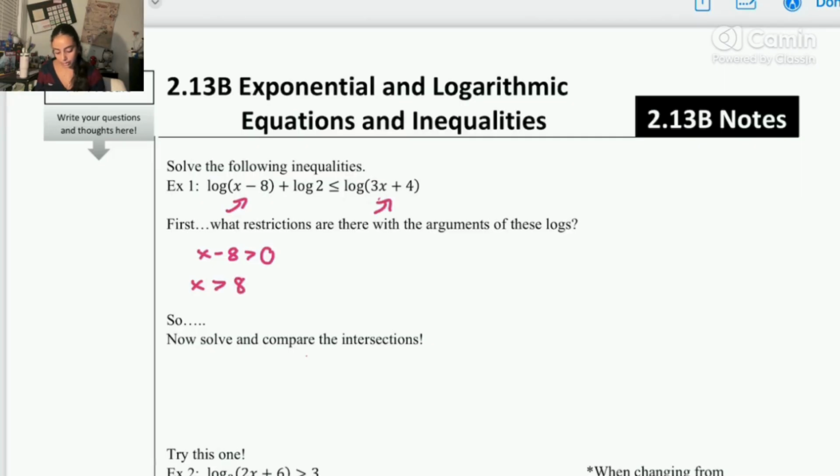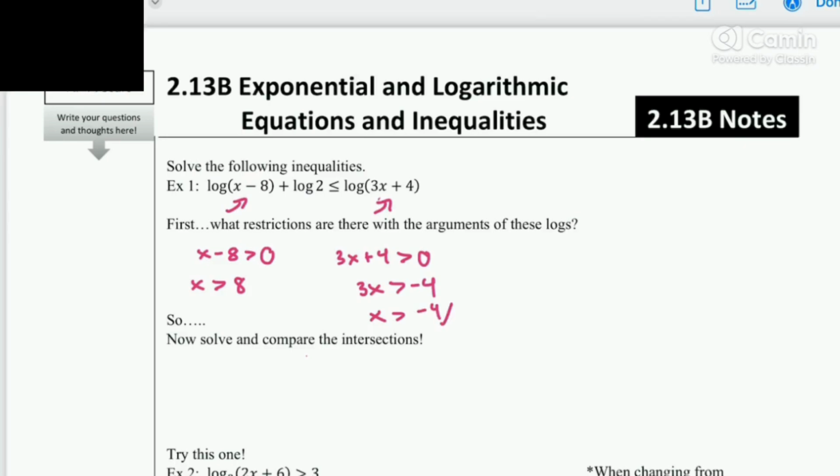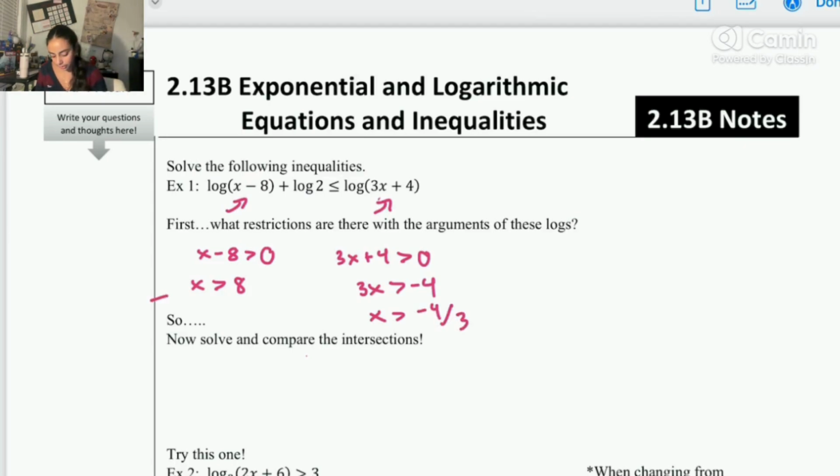Now, if we look at this side, 3x plus 4 must be greater than 0. If we take 4 from both sides, 3x must be greater than negative 4. And if you divide by 3 on both sides, x must be greater than negative 4/3. So now you see that you have two inequalities. And really in this case, the only inequality that would matter is that x is greater than 8.